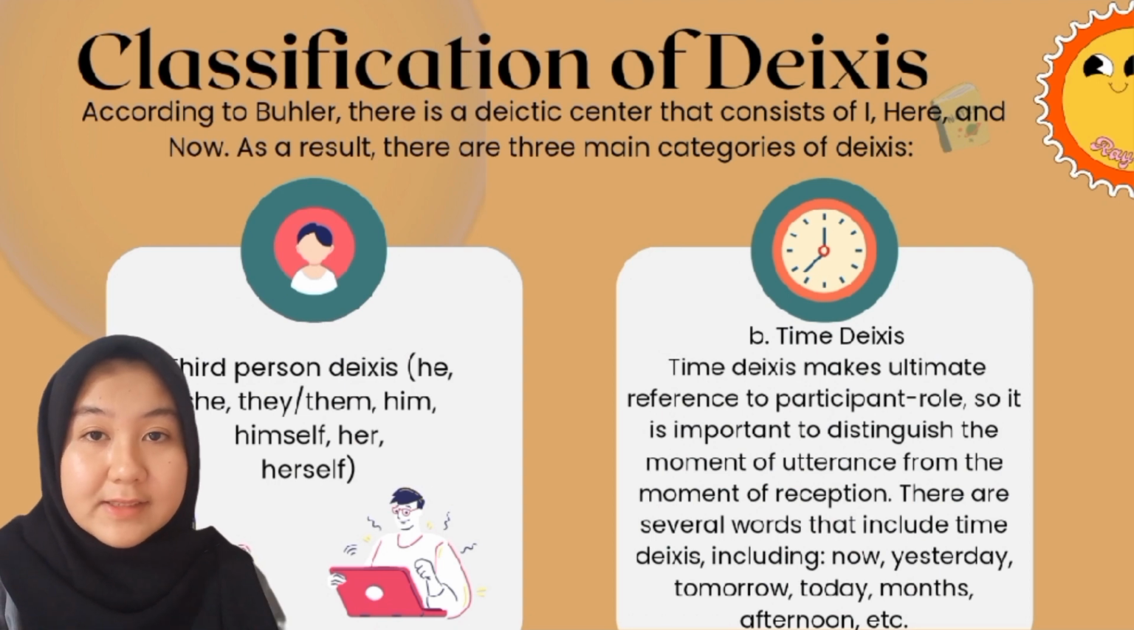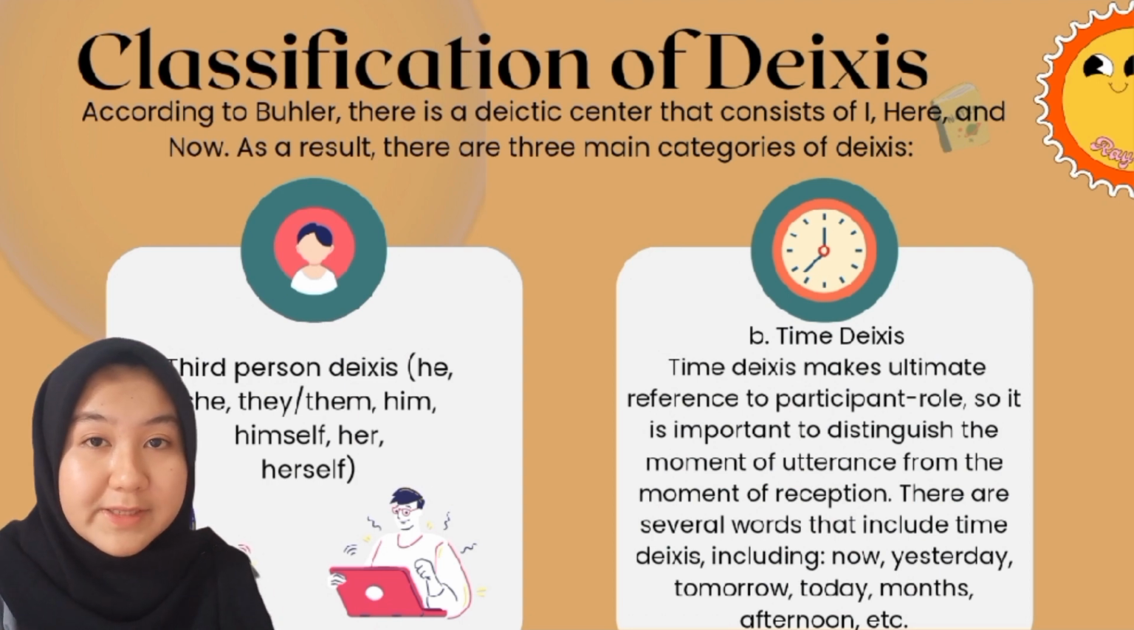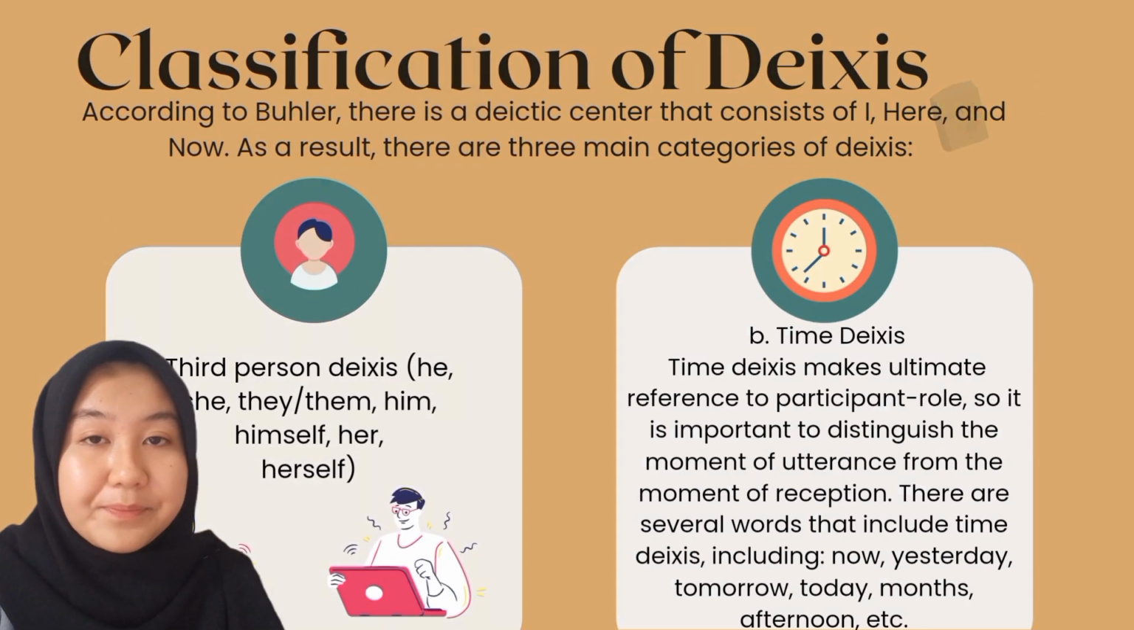And the second is time deixis. Time deixis makes ultimate reference to participant role, so it is important to distinguish the moment of utterance from the moment of reception. There are several words that include time deixis, including now, yesterday, tomorrow, today, months, afternoon, and etc.